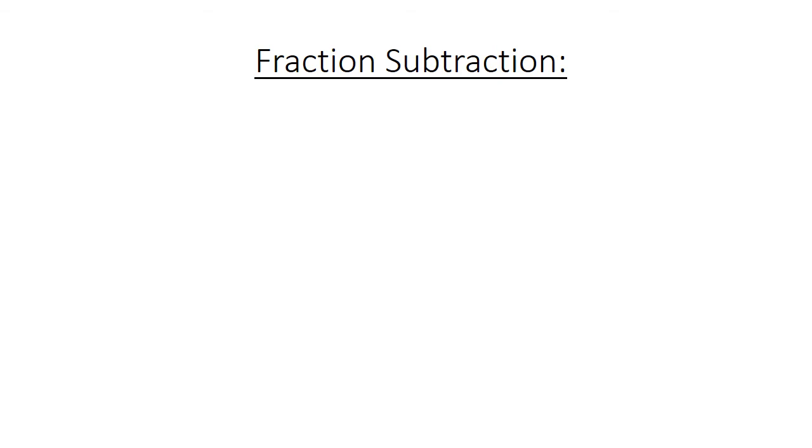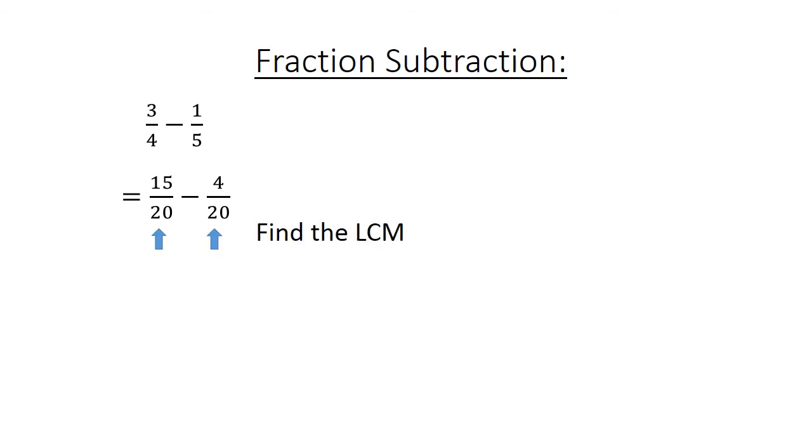Fraction subtraction. 3 over 4 minus 1 over 5. Find the lowest common multiple. 15 over 20 minus 4 over 20 equals 11 over 20.